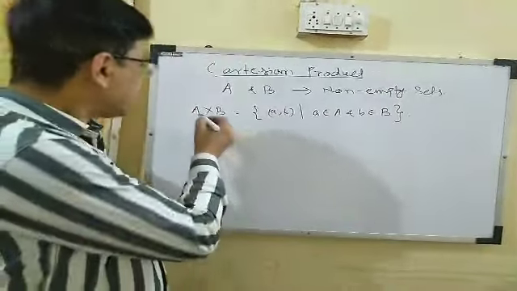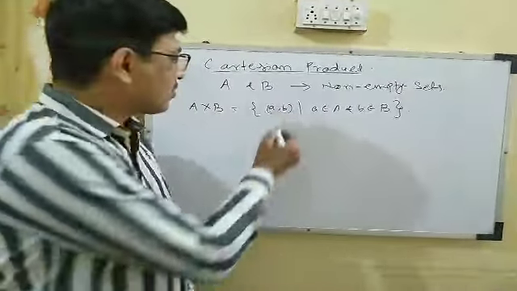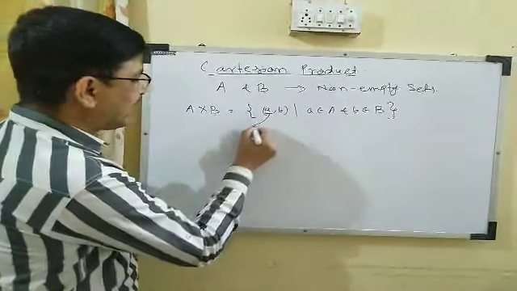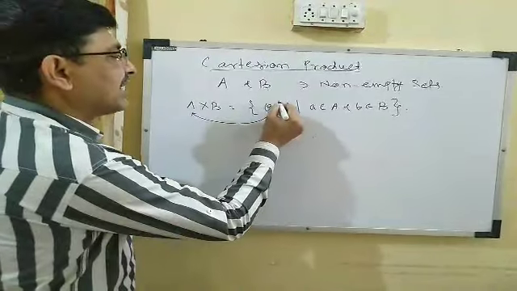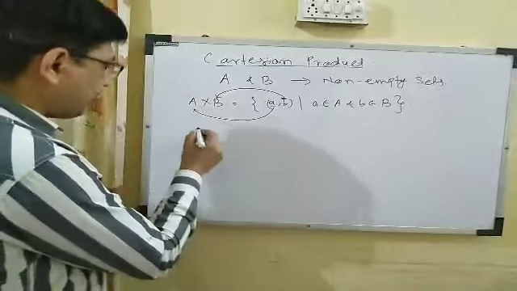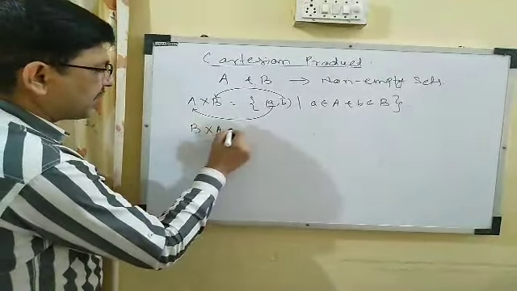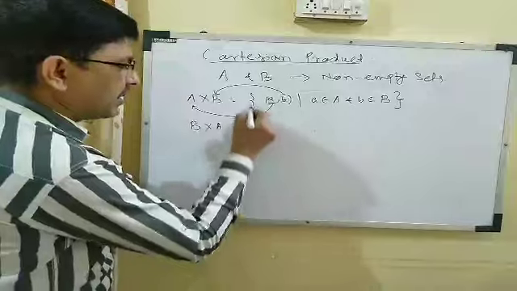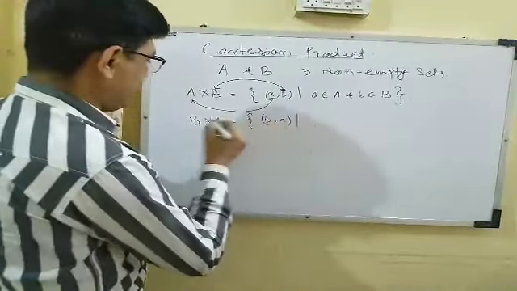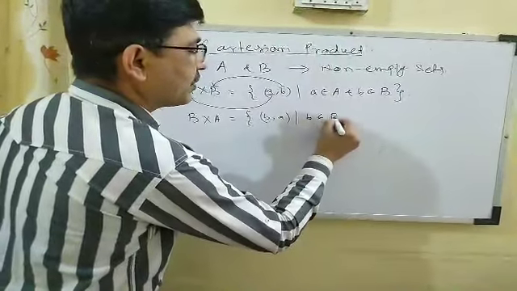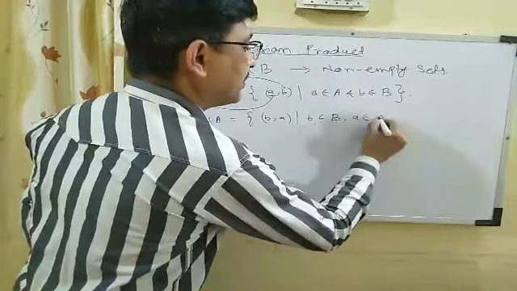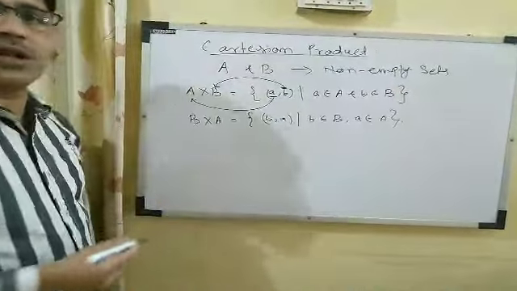That means this A cross B is the set of all ordered pairs (a, b), where the first element of the ordered pair is an element of the first set and the second element is an element of the second set. If we find B cross A, then it will be the collection of all ordered pairs (b, a), where b is an element of the first set B and a is an element of A. So this is all about ordered pairs.